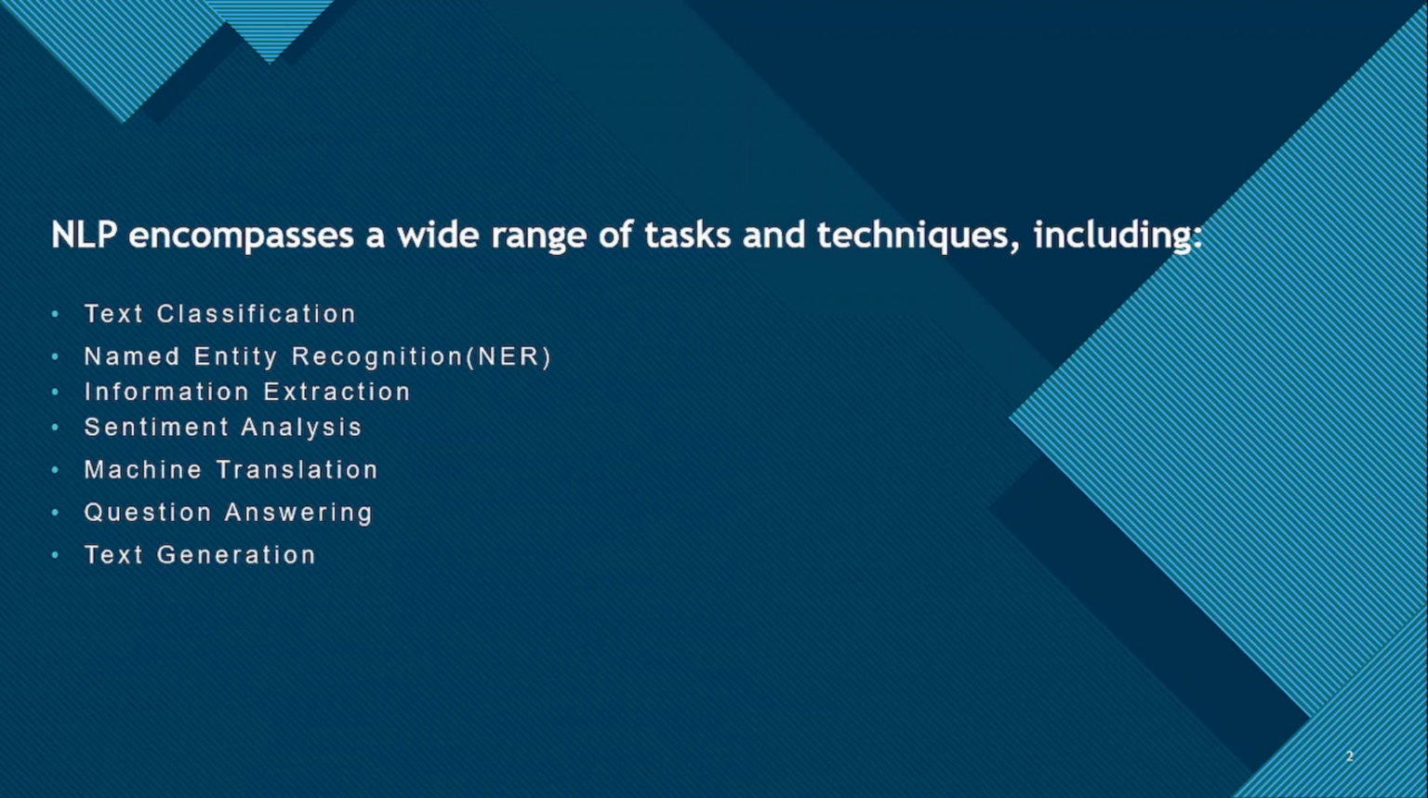Machine translation has to do with translating text or speech from one language to another, such as Google Translate or other language translation systems. We also have question answering. Question answering is the process of building systems that can answer questions posed in natural language, such as chatbots or virtual assistants. Last on the list is text generation.